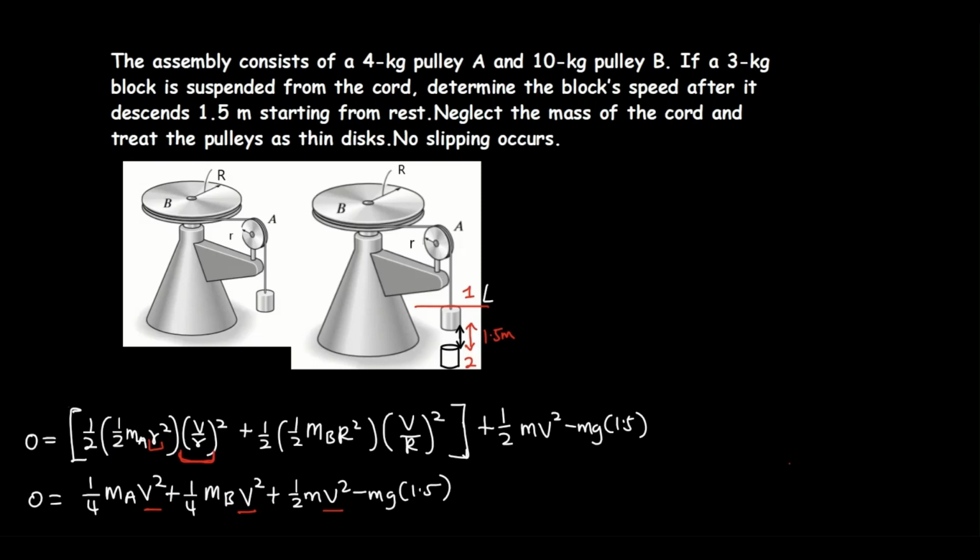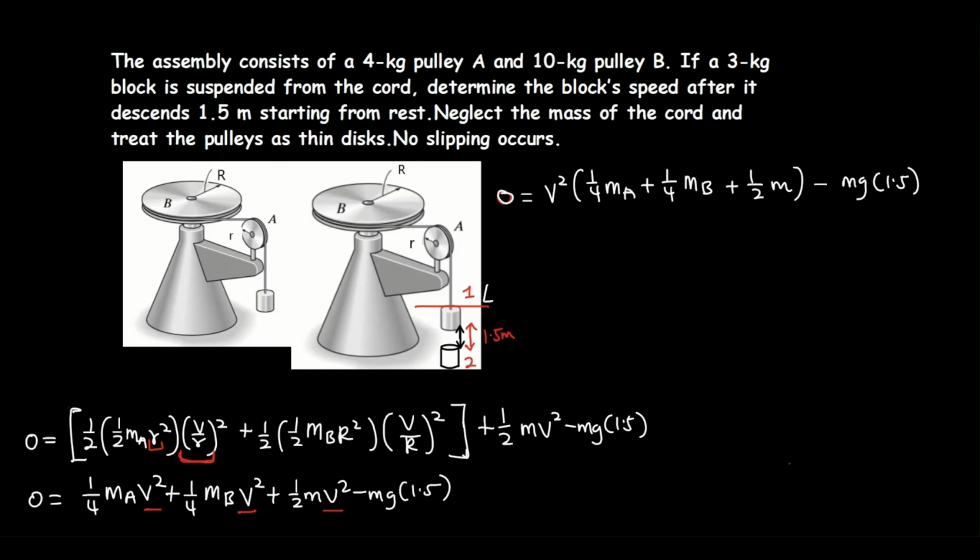If you are factoring v out, you're going to have 0 equals v squared multiplying 1 over 4 MA plus 1 over 4 MB plus 1 over 2 M, minus mg multiplying 1.5. So this is what you have now.